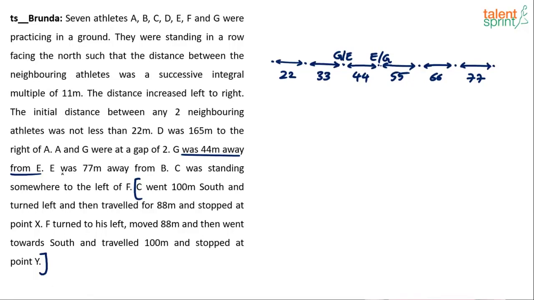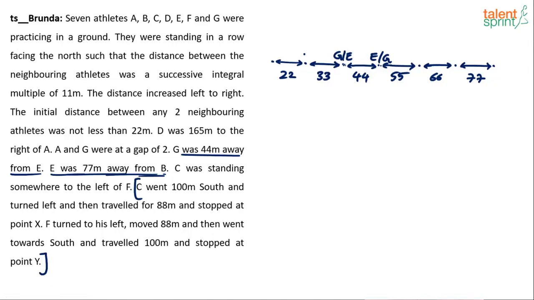Now E was 77 meters away from B. Now understand, if you put E here, is it possible for you to put B somewhere so that it is 77 meters away? Yes, I can put B here, then 33 plus 44 becomes 77. B cannot come this side because here we have 55, then 66, and this 77, and any sum also will not give us 77. Like 55 plus 66 is 121. So that sum also will not result in 77.